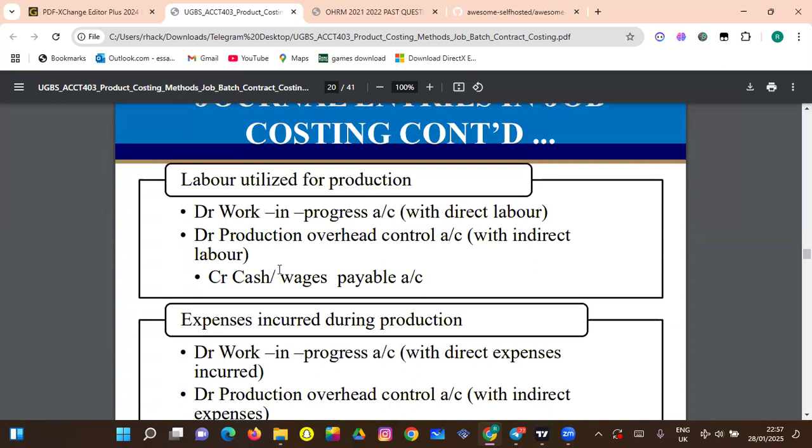Then when labor is utilized for production, we debit work in progress account with the direct labor. Then we debit production overhead account with indirect labor. Then we credit cash or wages payable accounts.